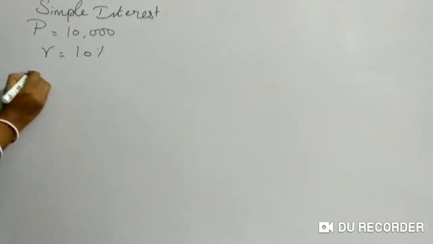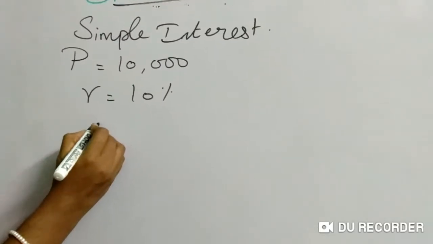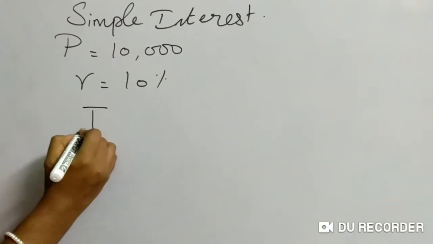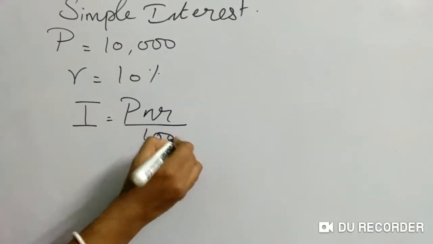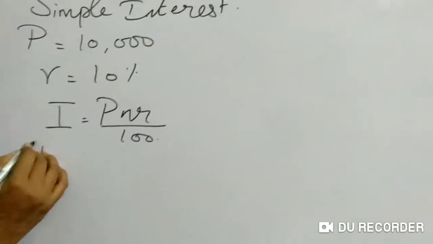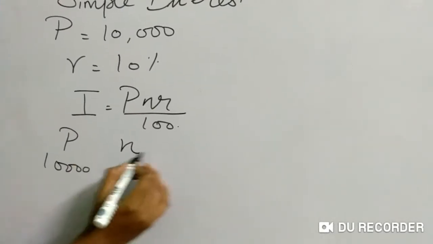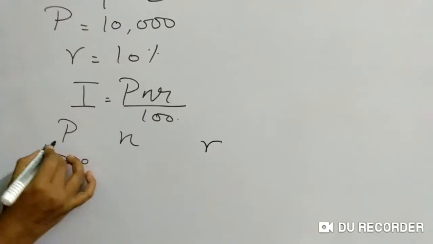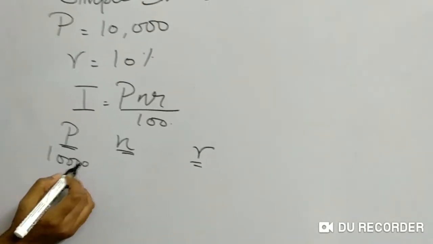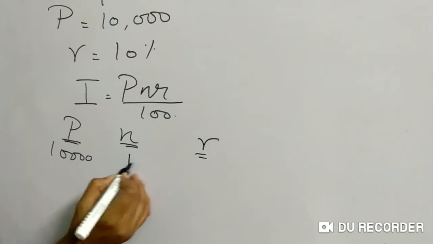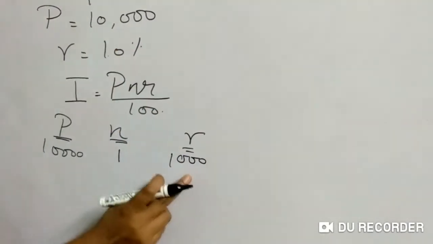So now look at here. In simple interest, you know the formula for simple interest as PNR by 100. If the principal is 10,000 means, for the first year, this one is number of years and the final one is rate of interest. This is the principal, this is number of years and this is rate of interest. For the principal 10,000 for the first year, 10% of 10,000 is 1,000 rupees.